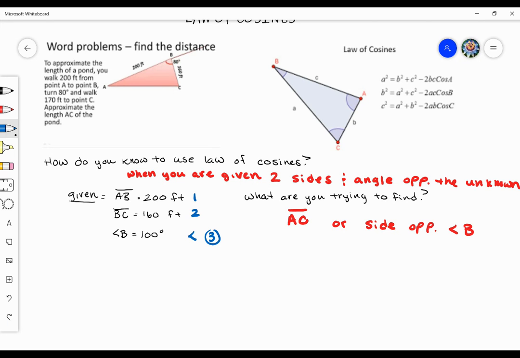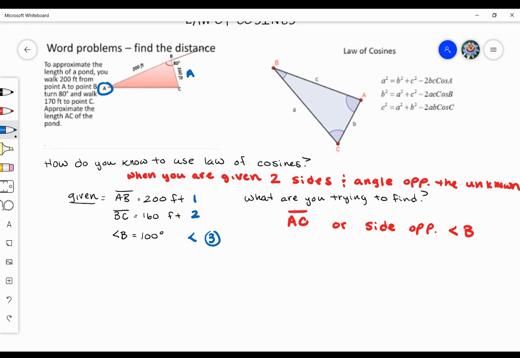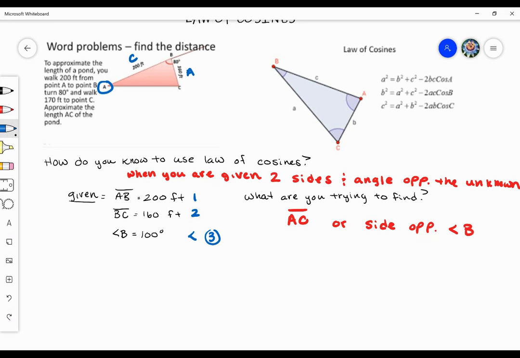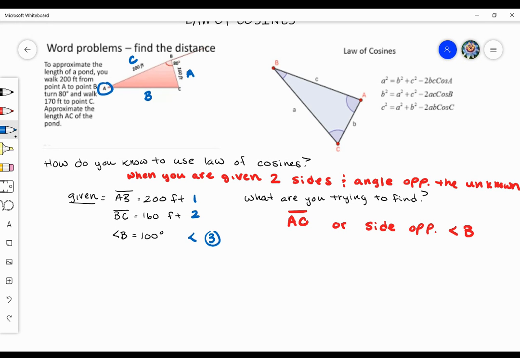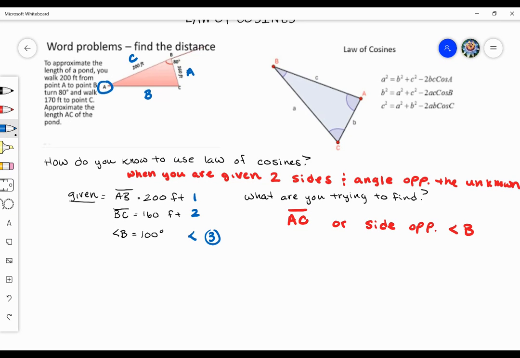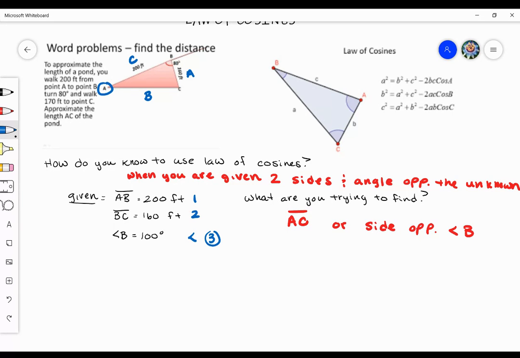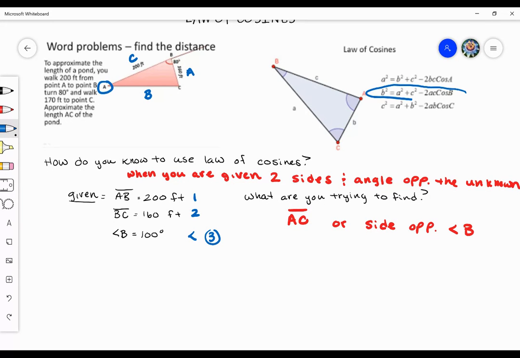Well, if these are your angles, the side is actually considered the opposite of the angle. So this would be side C, and this would be side B, and so on. So we're looking for side B. So we would use this formula.